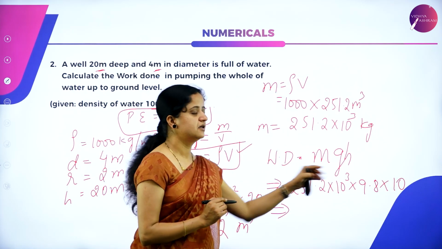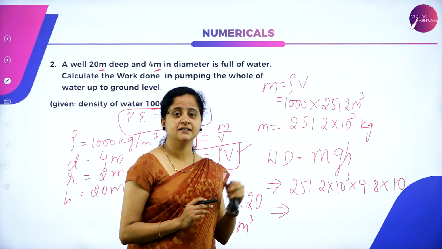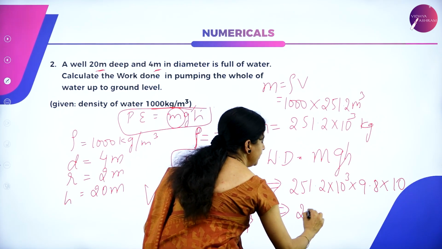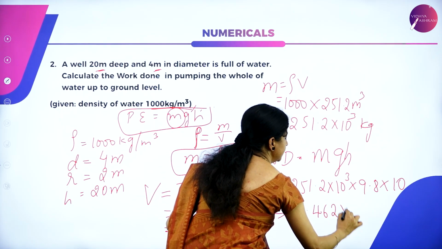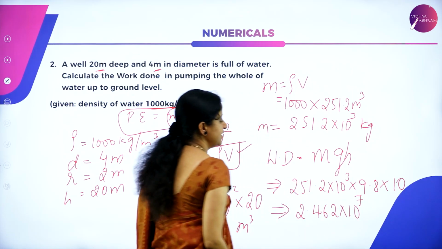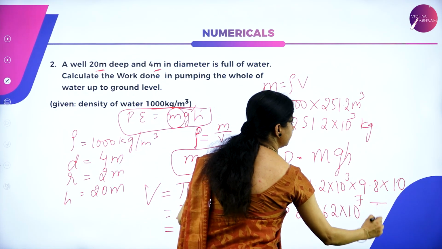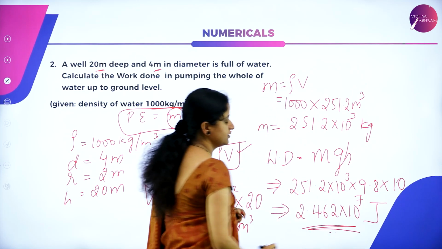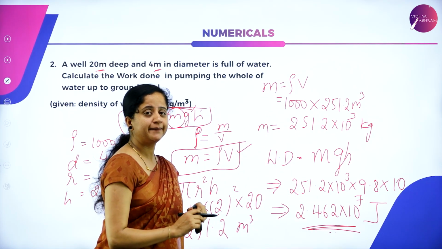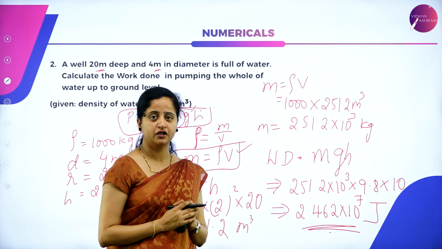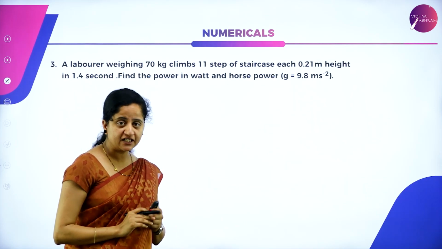So the answer for the work done in this task is 2.462 into 10 to the power 7. Since we are calculating work done, the unit of work done is joule. So this is the work done in bringing the water up to the ground level. So let us move on to the next problem.